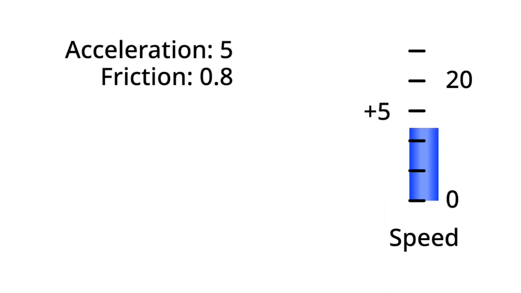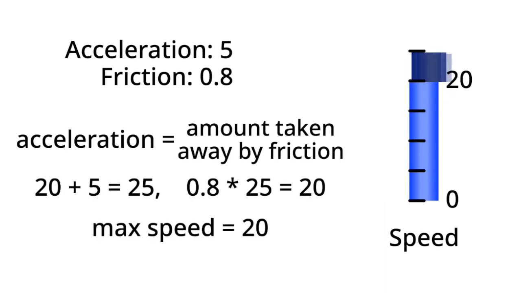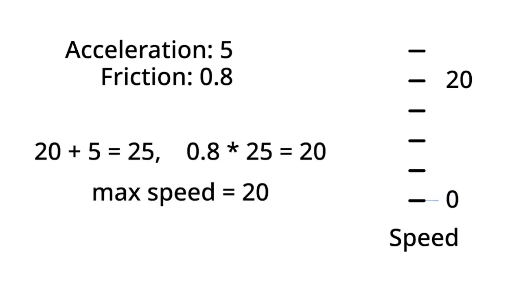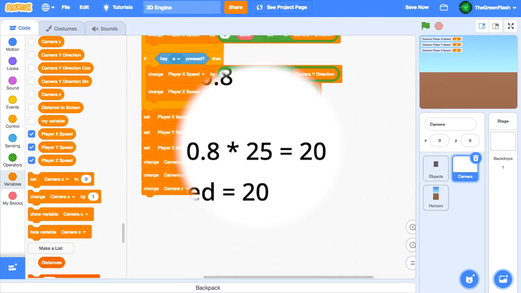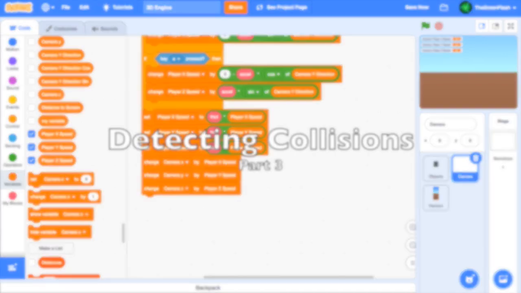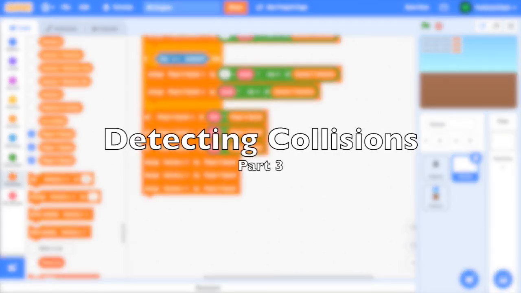As the speed increases, the amount taken away by the friction script also increases, until the amount taken away is equal to the acceleration. At this point, we have reached maximum speed, which is 20 here. If the key is no longer pressed, the speed decreases by 20% each frame and the player slows down. We still need to add gravity and jumping, but before we do that, we need collision detection.